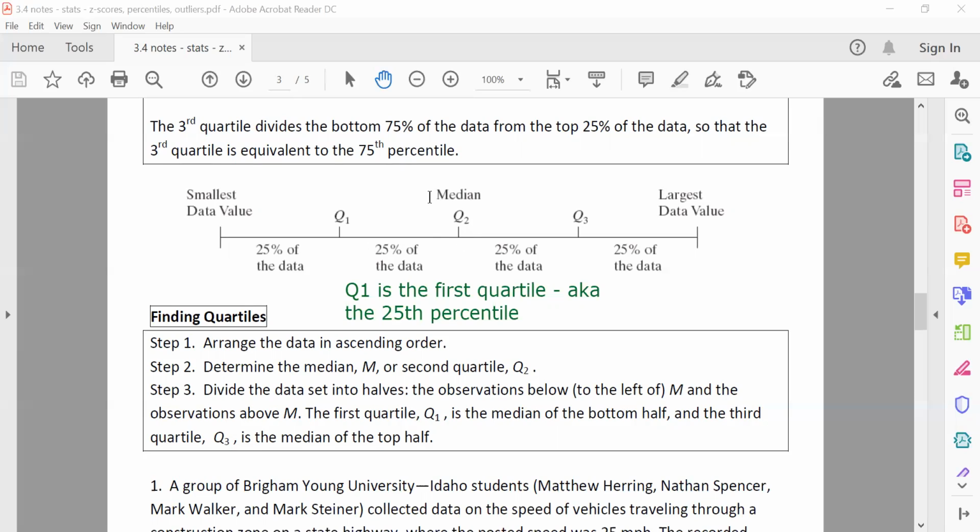Then Q2 is the data value for which 50% of the data falls below and 50% falls above. But remember, we already defined that as the median. That was exactly the same thing as the median. It's kind of like the halfway point. It's what half the data falls above, half falls below. So Q2 is just another way of saying median, according to this definition.